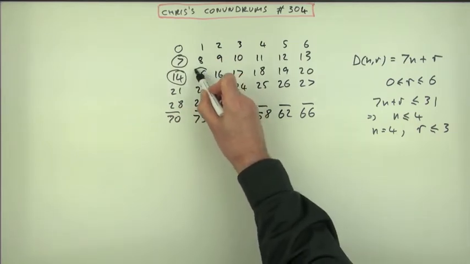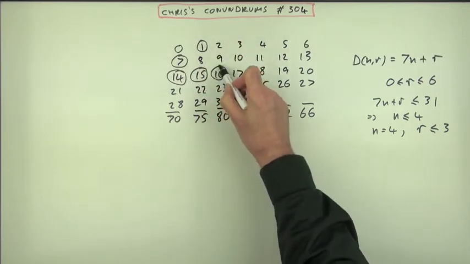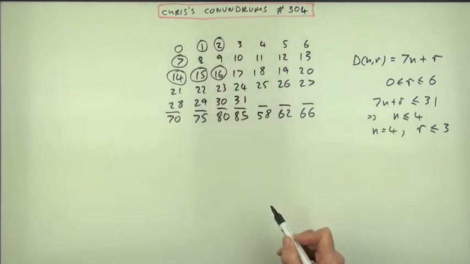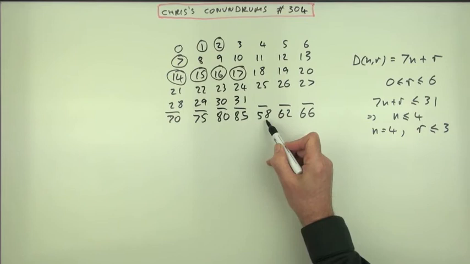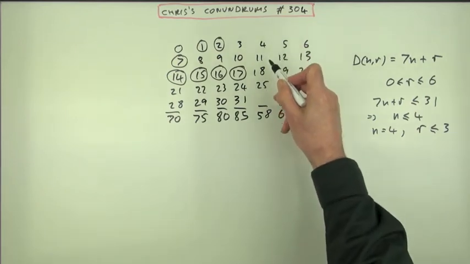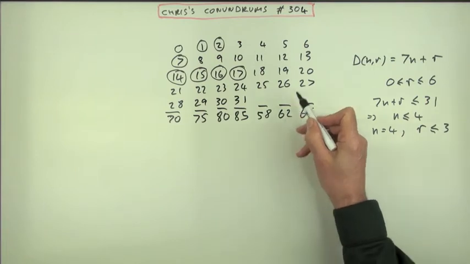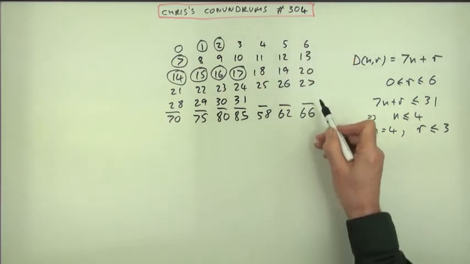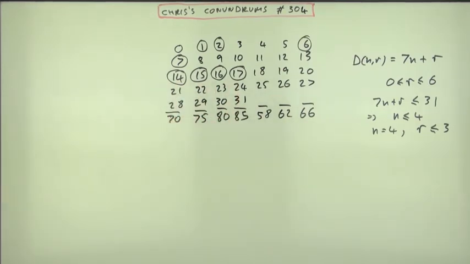75 is a multiple of 15. I suppose you could also count the 1 if you wanted. 80 is a multiple of 16. You could also count the 2. 85 is a multiple of 17, but that's all. 58, none of these divide into 58. 62, none of these divide into 62. And 66, I've only got this one. So there's a run of 4 consecutive days.